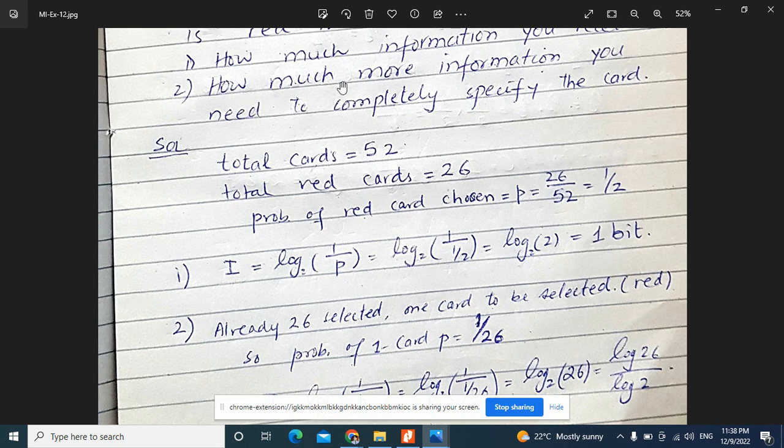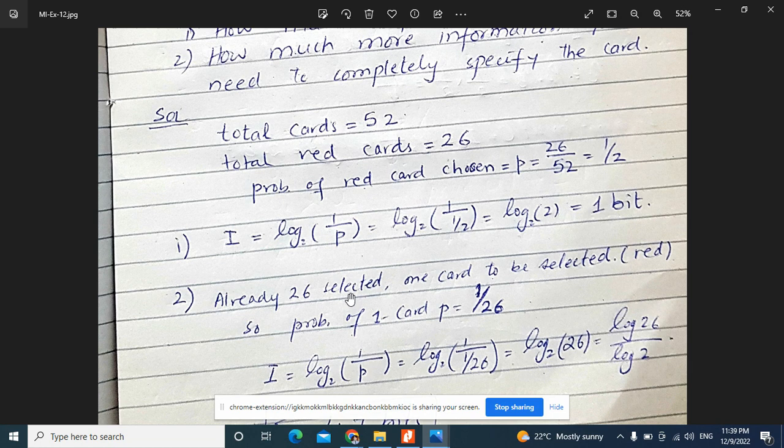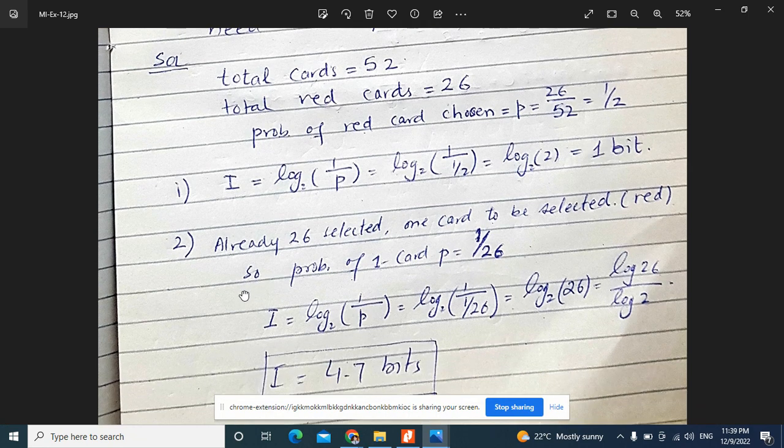The second question was how much more information you need to completely specify the card. You have already selected one card from the 26 red cards, so the probability of that one card will be equal to 1 divided by 26. Then you can easily calculate the information using this probability. I is equal to log 2 1 by p, which is equal to log 2 1 by 26. Using your calculator, or converting into the simple formula log 26 divided by log 2, you can see that the information will be equal to 4.7 bits.